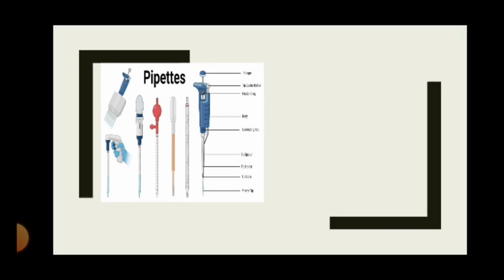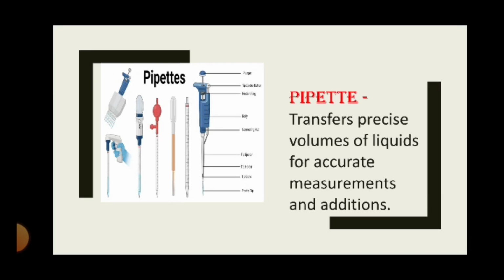Next is pipette. Some others would pronounce it differently, but commonly, according to the experts, it's pipette. So maraming figures ng pipette. So ano ba ang purpose ng pipette? It transfers precise volumes of liquids for accurate measurements and addition. So yun ang function ng pipette.